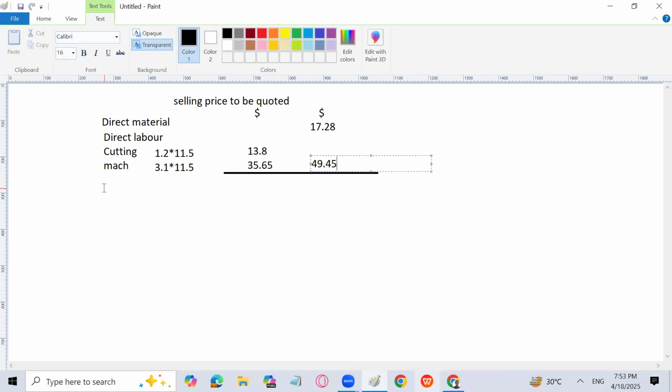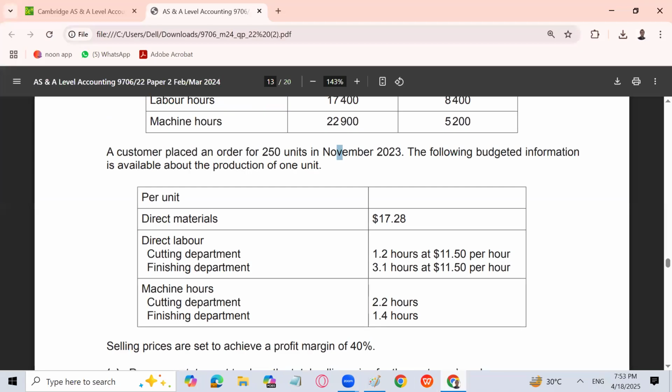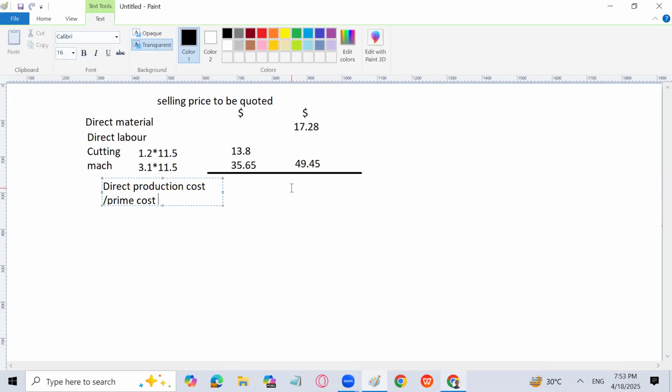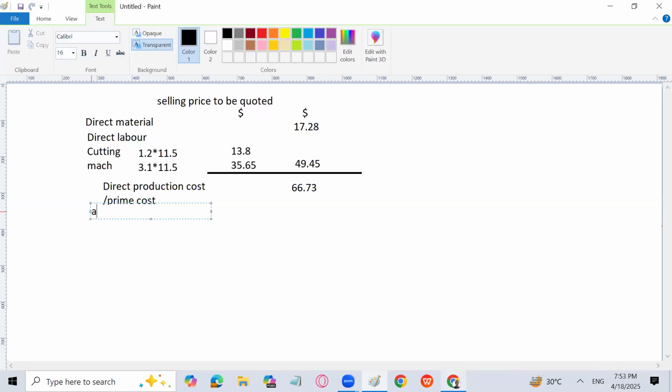Now the answer is going to be the direct production cost. You can say prime cost for it. I just wanted to make sure you know the name of that particular cost, that's why I'm writing it. So direct production cost, or you can write prime cost. By adding both, the answer is 66.73. Now I will add production overheads.